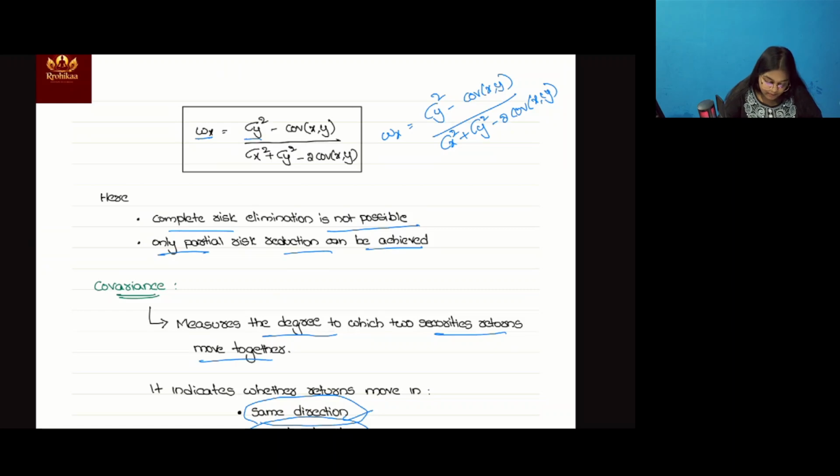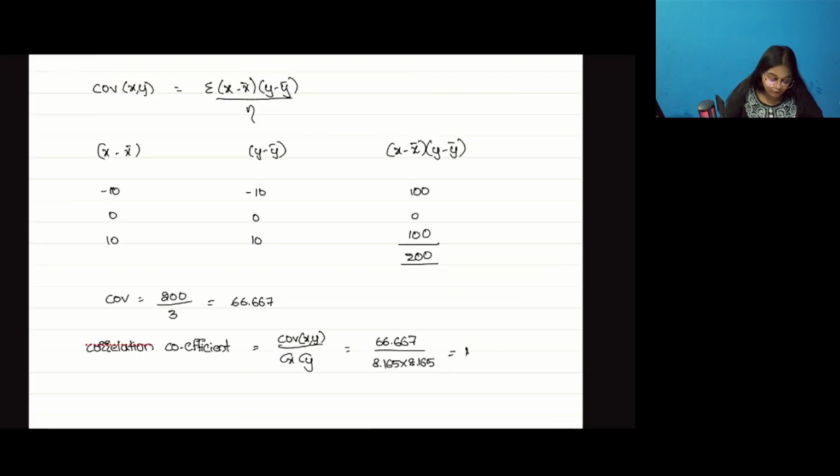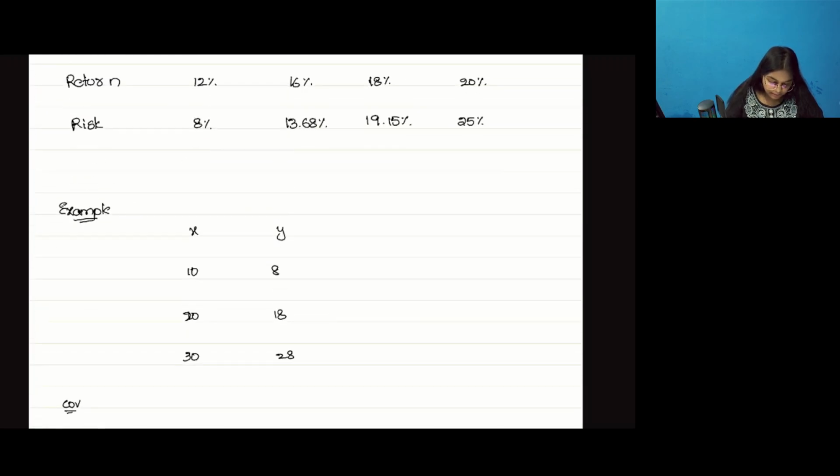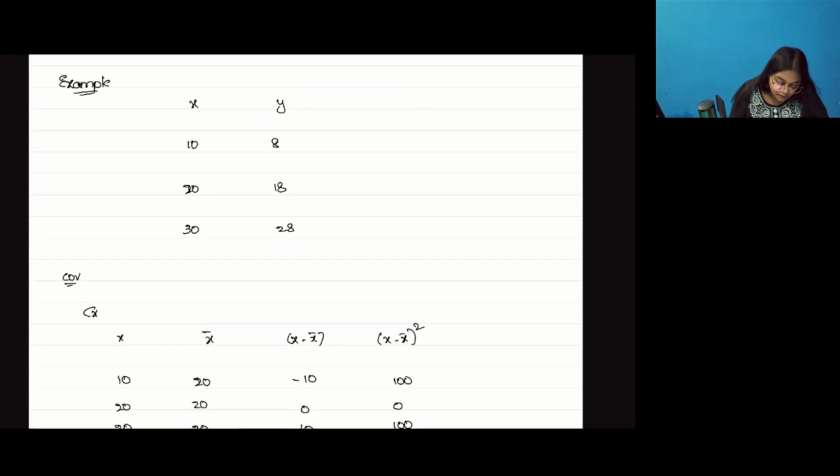So I will discuss it with one example. I have already written the answer also, so it will be easy. For example, X in year 1, 2, 3 is 10, 20, 30, and Y return equals 8, 18, 28. So both the returns are moving in the same direction, because if X is increasing, Y is also increasing.